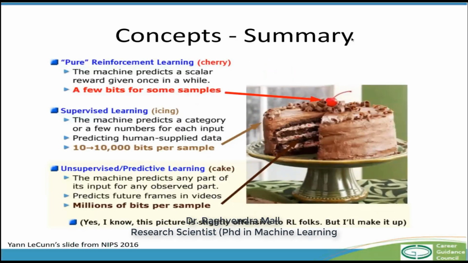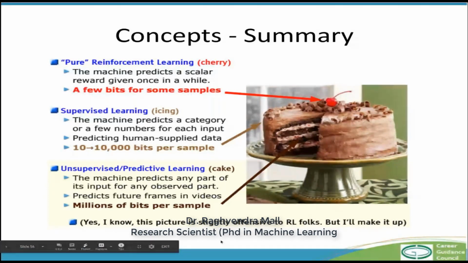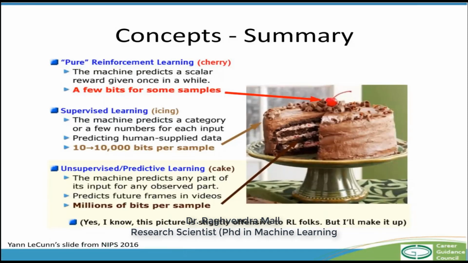And then I just want to tell you where we are as researchers. This is by Yann LeCun, who is a Turing Award winner. He's said to be, along with Geoff Hinton and Yoshua Bengio, one of the fathers of modern AI. So what he says is: what are we very good at? We are very good at supervised learning, where the machine learning predicts a category or a few numbers for each input.